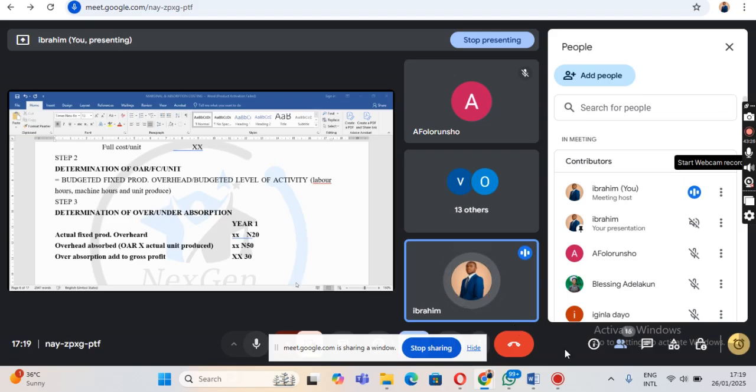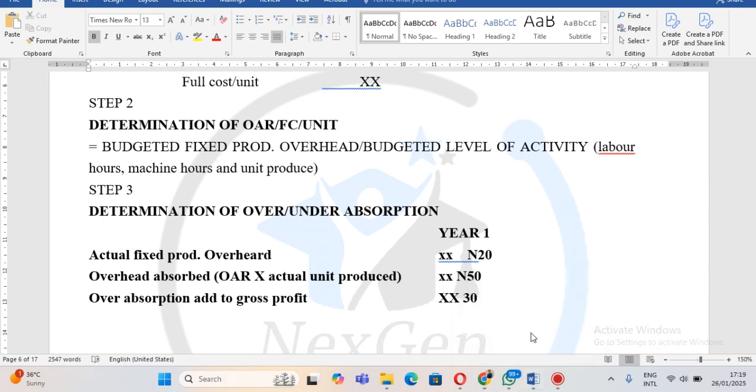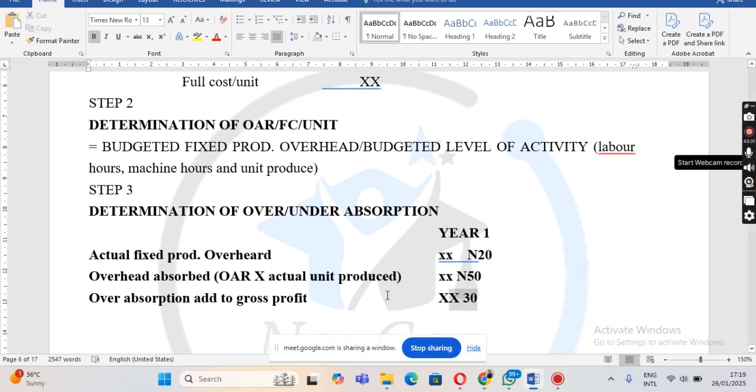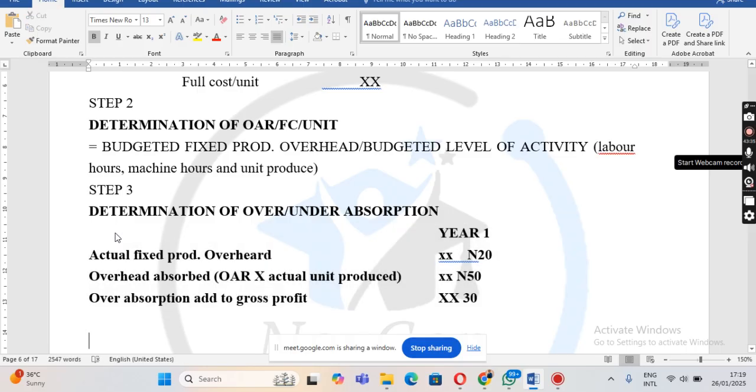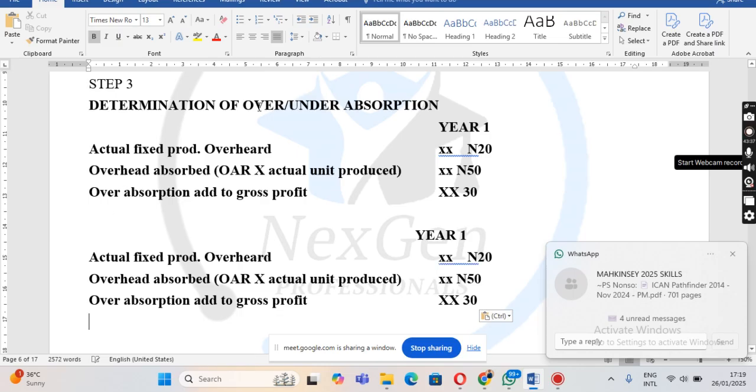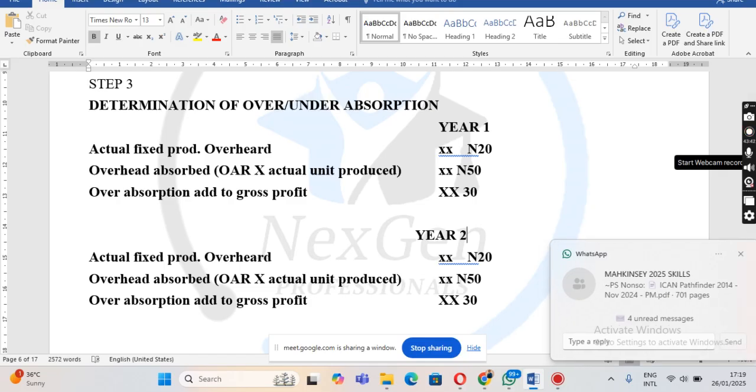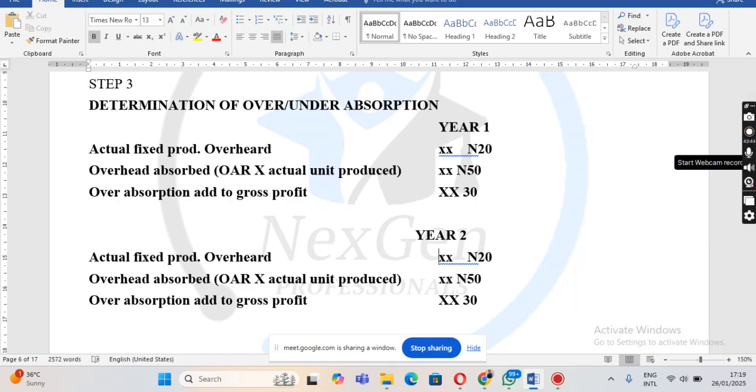Now, if this is established, let's check for under absorption. I'm just assuming all this. Let's say your year two now is, let me push this. So the under absorption is the opposite of over absorption. Let's say you have 50 here, then you have 20 here.